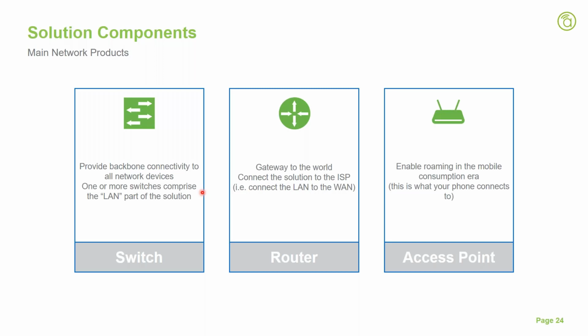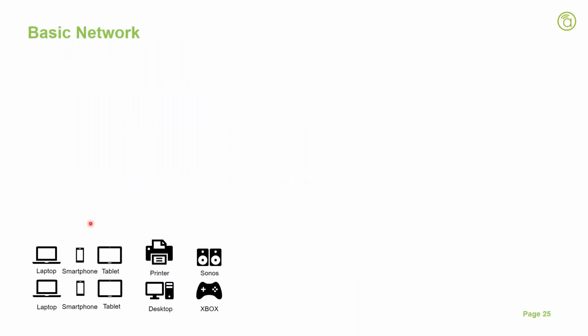So let's go and build a very, very simple network, a basic network that can connect multiple devices. We have a couple of laptops, a couple of smartphones, a couple of tablets, wirelessly, and we have some wired devices like a desktop or a printer, a Sonos Connect and an Xbox. So it's a very, very small network that you want to create.